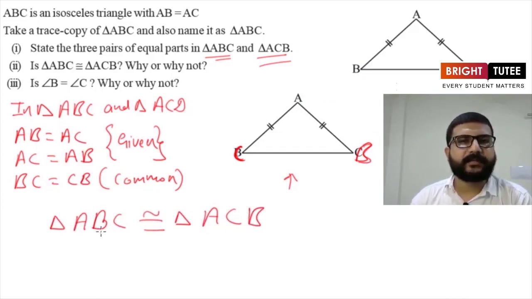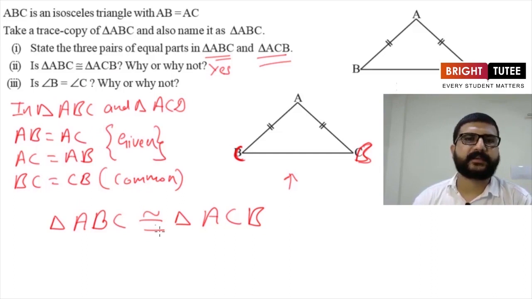A was overlapped with A, B got overlapped with C, and C got overlapped with B. So this is the congruence relation. So it means the answer for this question will be yes. Yes, these two triangles are congruent and the congruency relation is also fine. Now the third question here is, is angle B equal to angle C? Now what do you think about this?